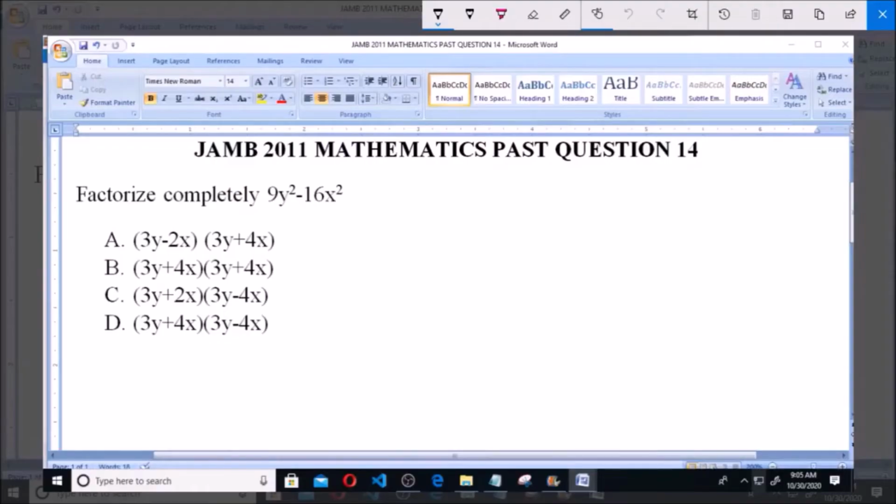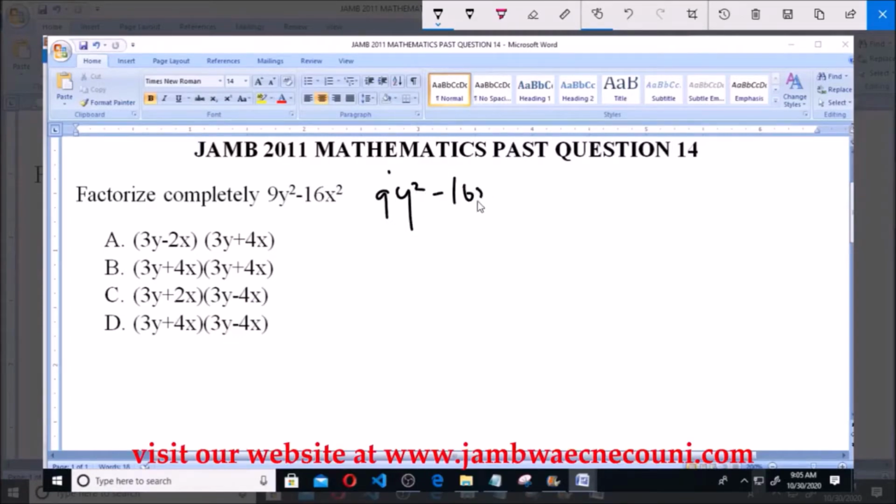Good day and welcome. I will be answering JAMB 2011 Mathematics Past Question 14. Factorize completely 9y squared minus 16x squared. A: (3y minus 2x)(3y plus 4x). B: (3y plus 4x)(3y plus 4x). C: (3y plus 2x)(3y plus or minus 4x). D: (3y plus 4x)(3y minus 4x). Now we are asked to factorize 9y squared minus 16x squared.